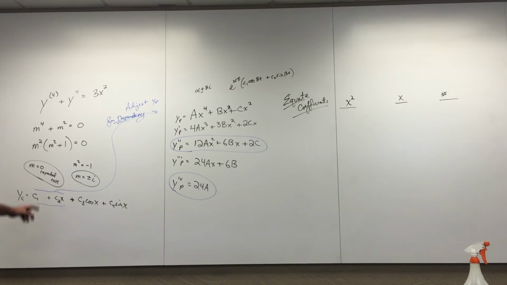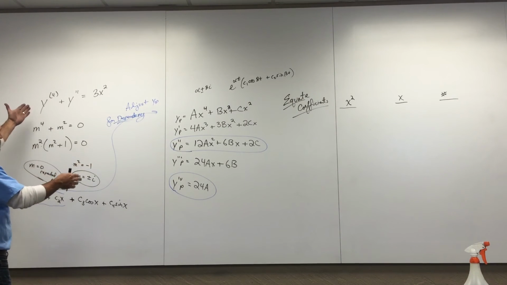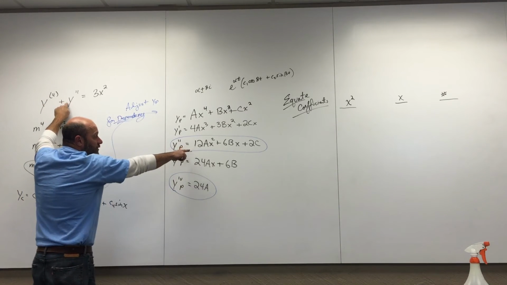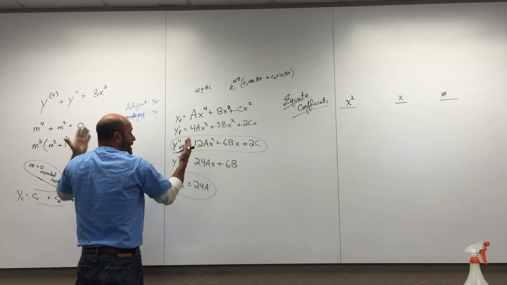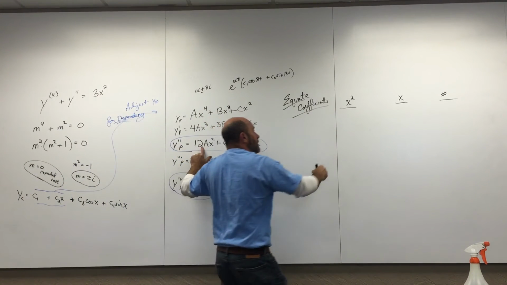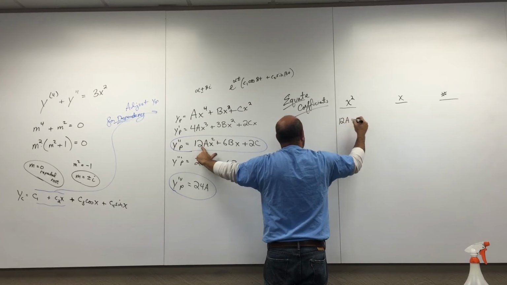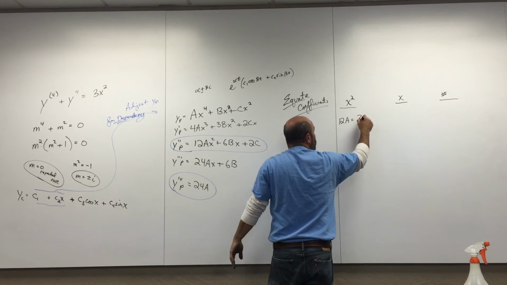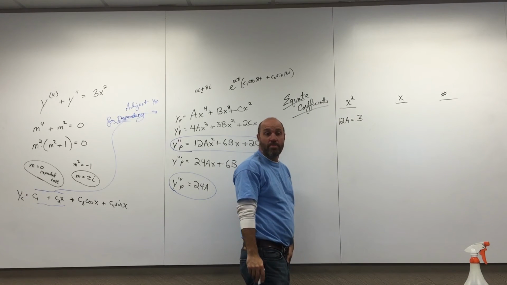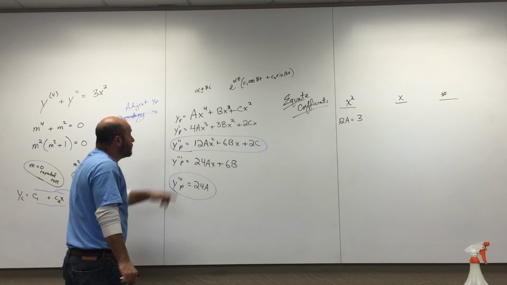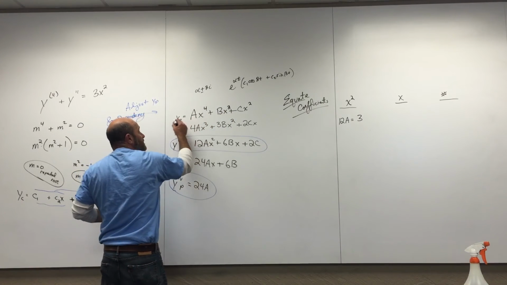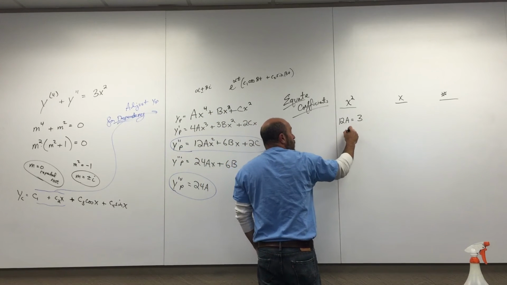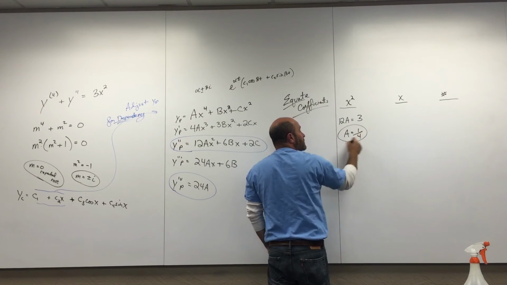Let's see, I'm plugging this in. Where are all the x squareds? There they are: 12a. 12a has to equal 3. So I've already got a. What am I looking for? I'm looking for an A, B, and a C, ultimately. This is my original YP. Anyway, we just got A. What's A? 1/4. Awesome.